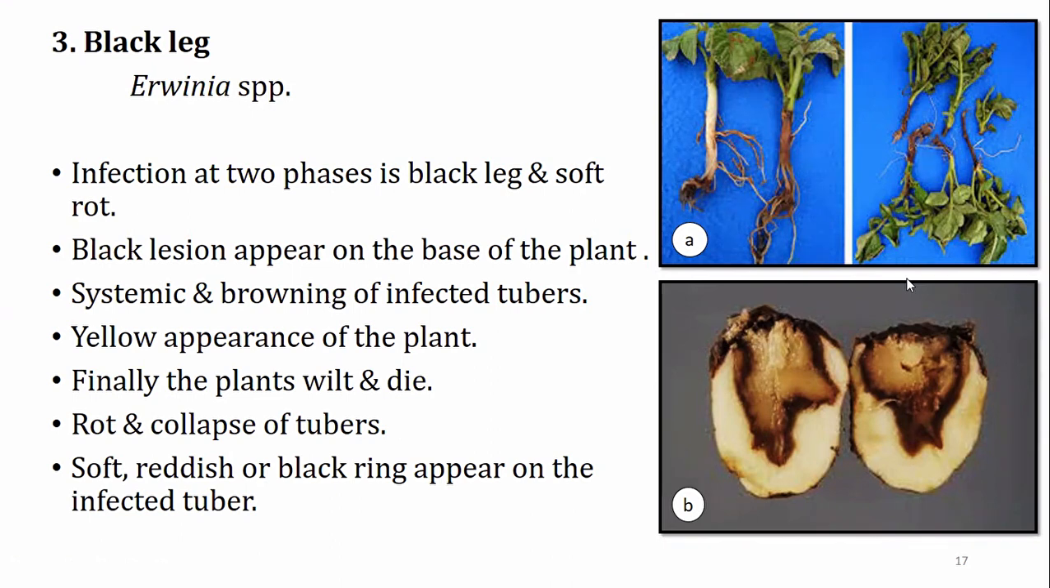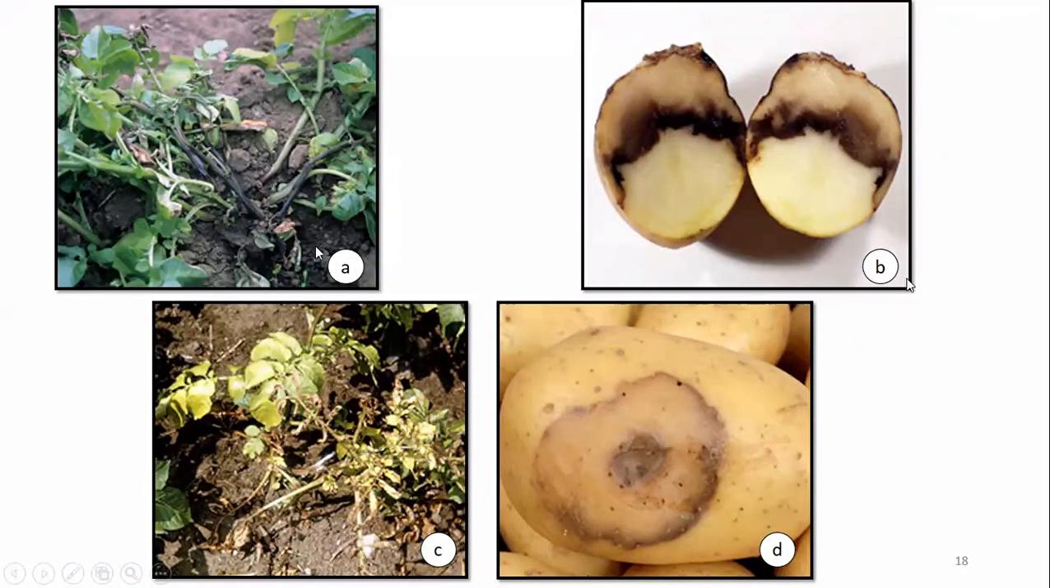In the tuber, because of the soft rot, the tuber becomes mushy and collapses. You can see here a soft reddish or black ring appearing on the infected tuber. In this picture, you can see black color in the stem parts and in the infected tuber.